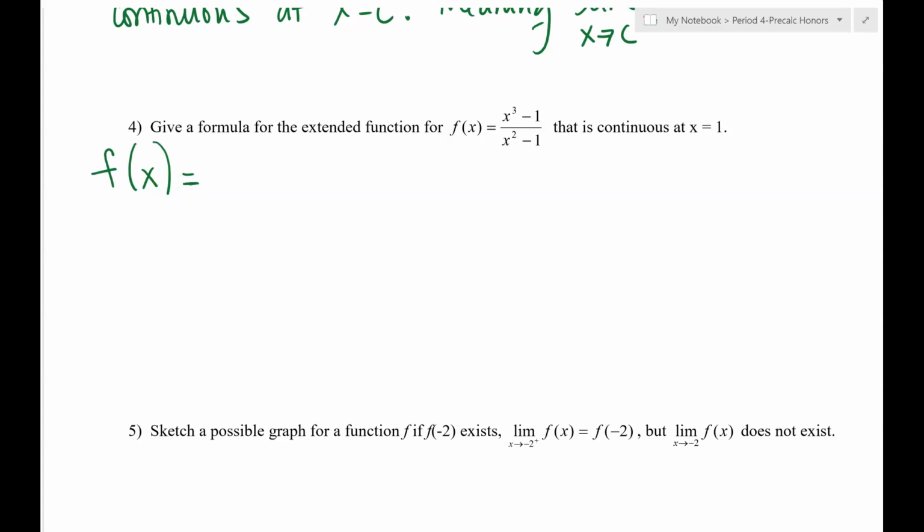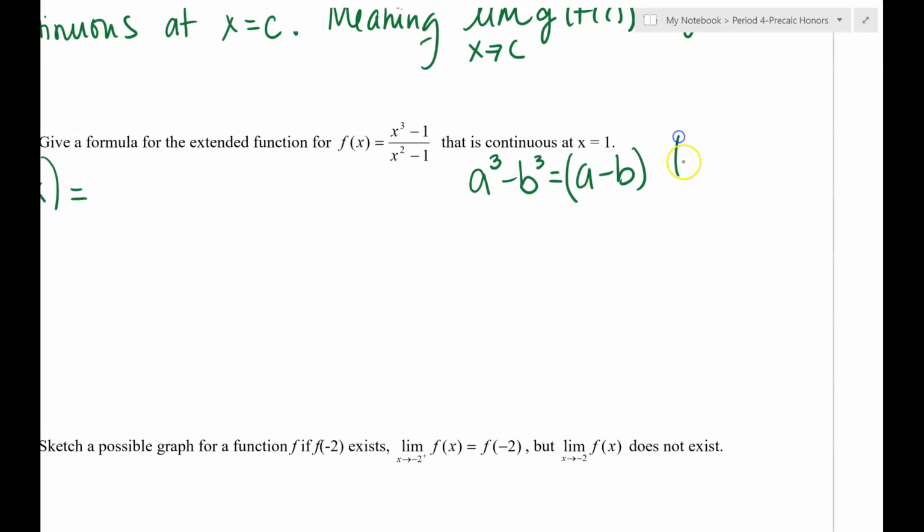How do we factor out the difference of two cubes? Okay, so a cubed minus b cubed. What was the formula? A minus b times the quantity a squared, good, plus... All right, go ahead and factor out the numerator and denominator.